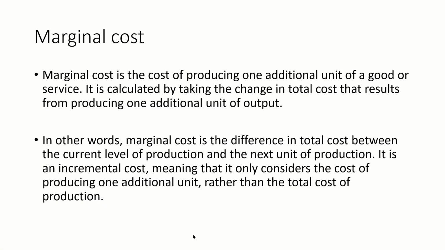Now let's talk about the marginal cost. Marginal cost is the cost of producing one additional unit of a good or service. It is calculated by taking the change in total cost that results from producing one additional unit of output. In other words, marginal cost is the difference in total cost between the current level of production and the next unit of production. It is an incremental cost, meaning that it only considers the cost of producing one additional unit rather than the total cost of production.